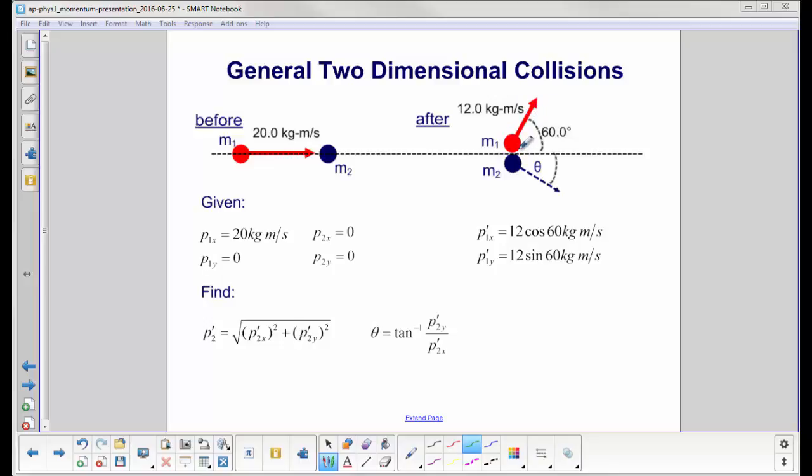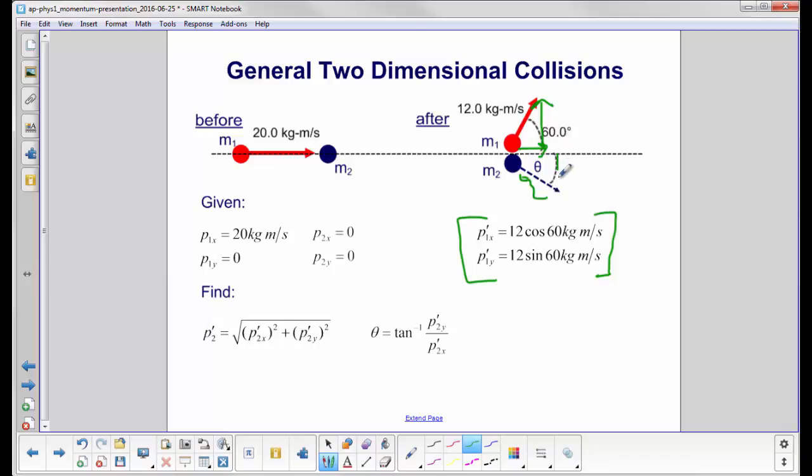The x component is going to be the hypotenuse, which is 12 times cosine of the angle here, 60 degrees. The y component is going to involve the sine function. So that's what we have here. So now we have our final momentum of the bowling ball broken down into its x and y components. What we want to find is the momentum of the pin, and that's this vector right here.